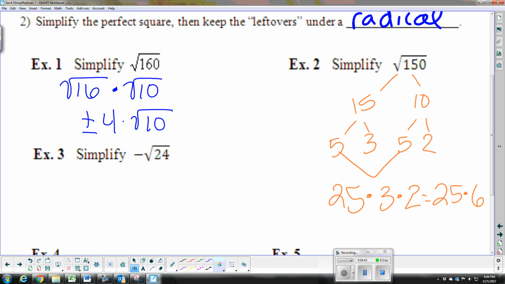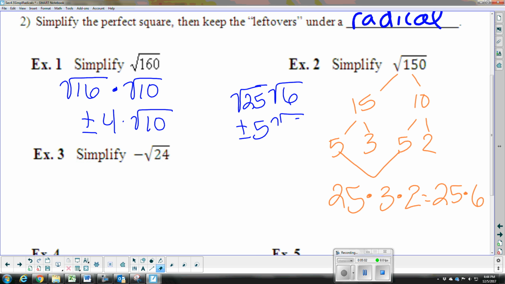So the square root of 150 is the square root of 25 times the square root of 6. Square root of 25 is plus or minus 5. Plus or minus 5 times the square root of 6.